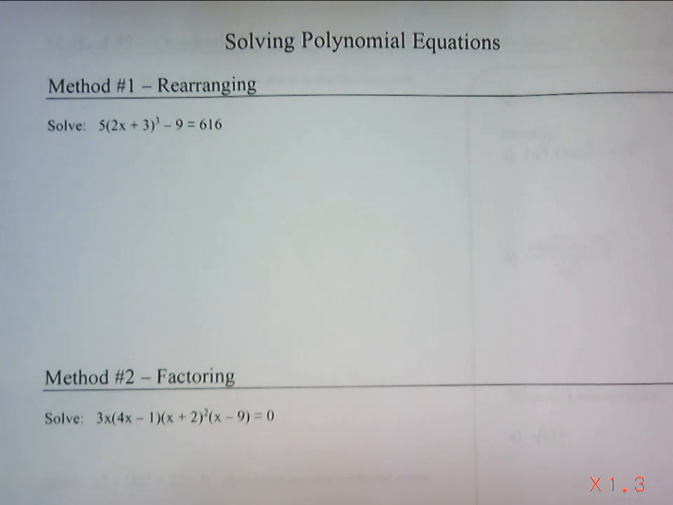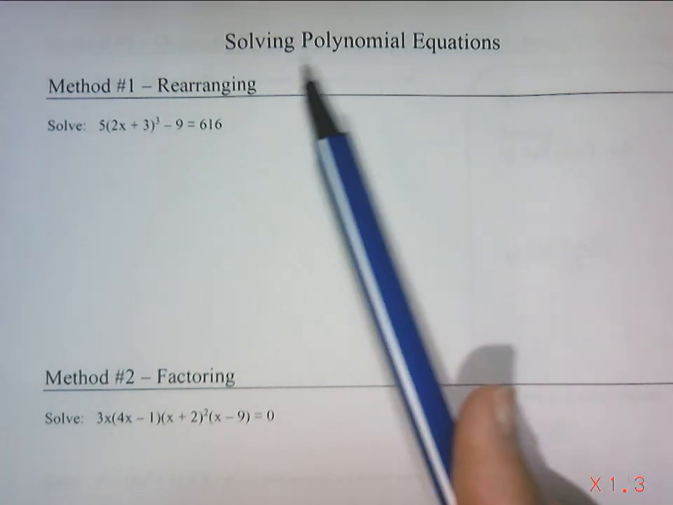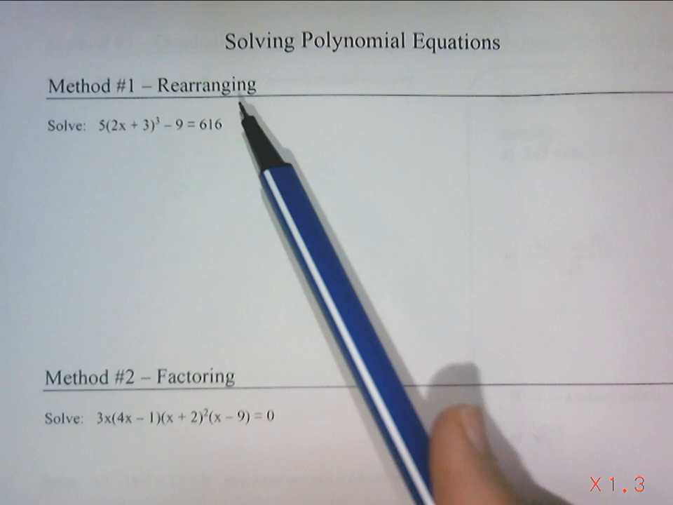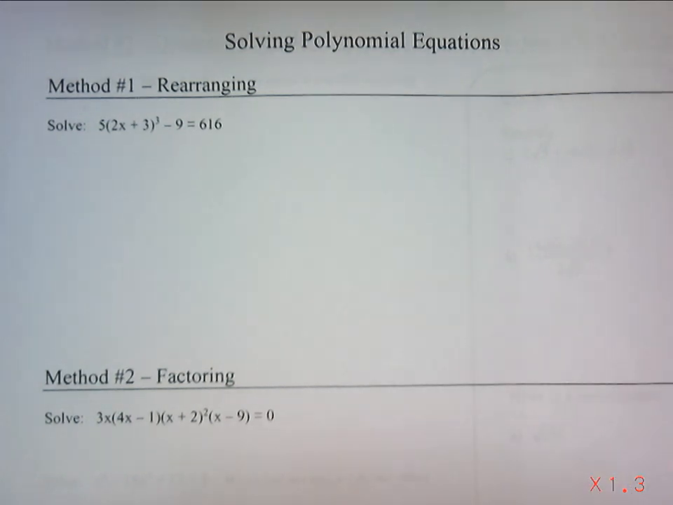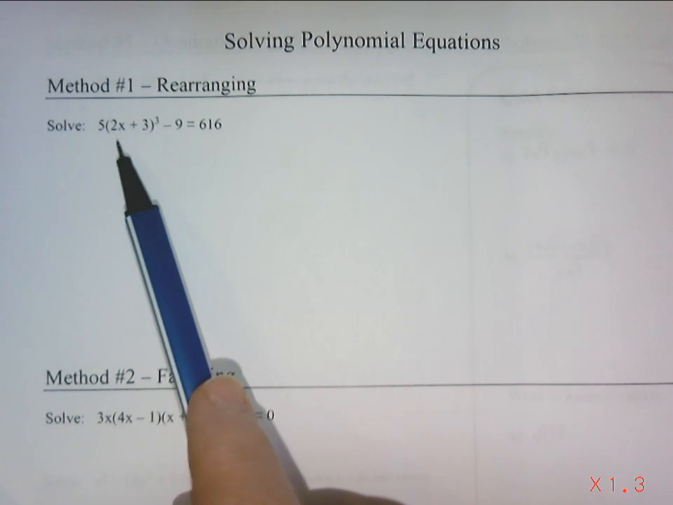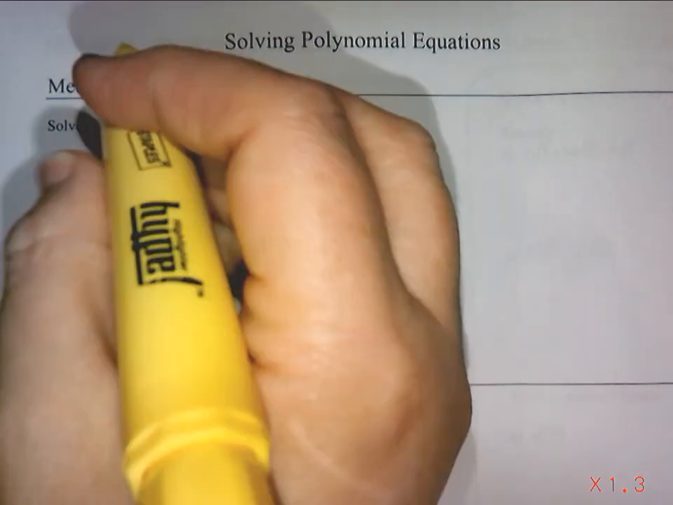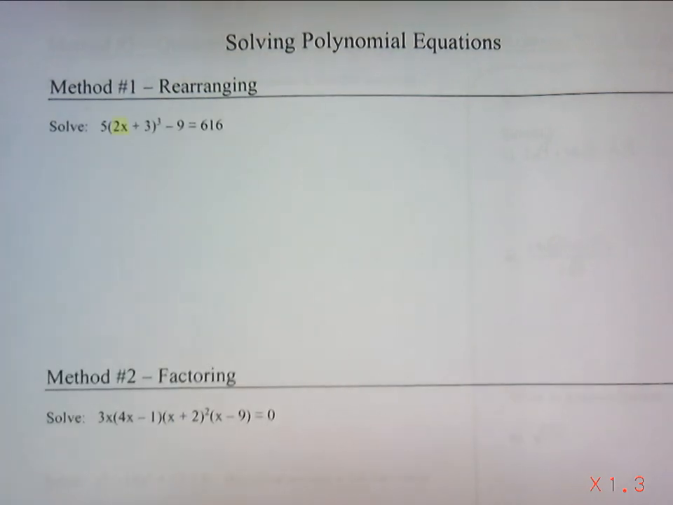In this video, we're going to take a look at solving polynomial equations by rearranging. Rearranging is an excellent way to solve if you have one term with a variable in the equation. If you have more than one term with a variable, rearranging is not going to be the right choice. But if you do just have one single term that has a variable with it, then you absolutely can solve by rearranging.